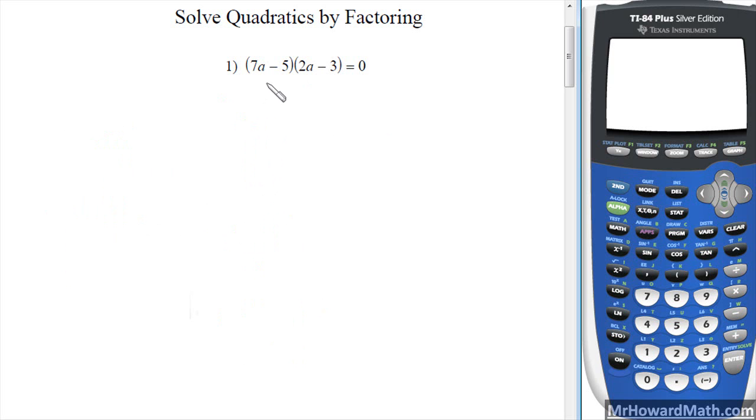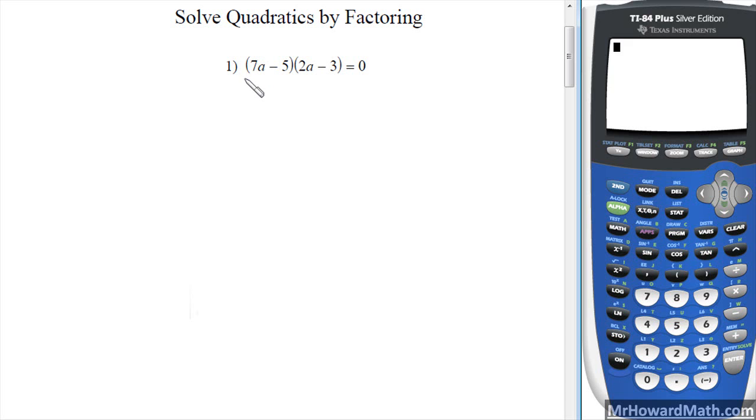Alright, so this first example here, solve quadratics by factoring. This one is already factored. We have our two factors here and here. We have it set equal to 0. You must set it equal to 0. So we were basically finding where does this parabola, if we FOILed this out, we would get a quadratic. Where does it cross the x-axis? Well, the factors are going to tell us that.